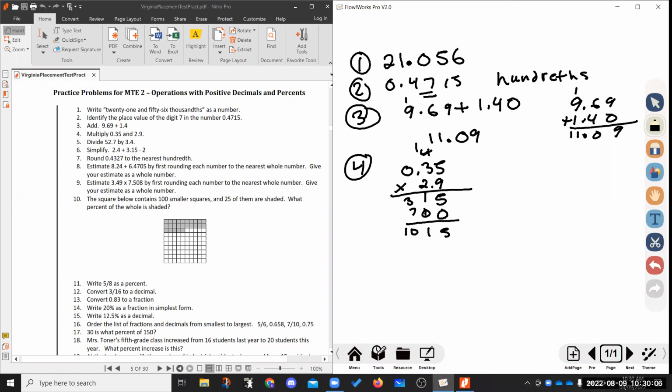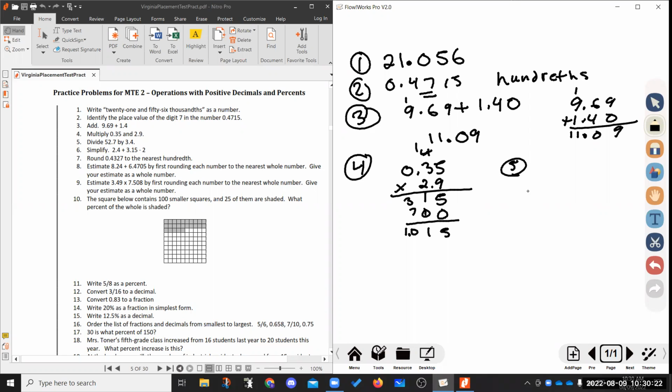Now we're going to count the number of decimal places that we see. 1, 2, 3 total decimal places. So we're going to slide over 1, 2, 3 places. And our final answer is going to be 1 and 15 thousandths.